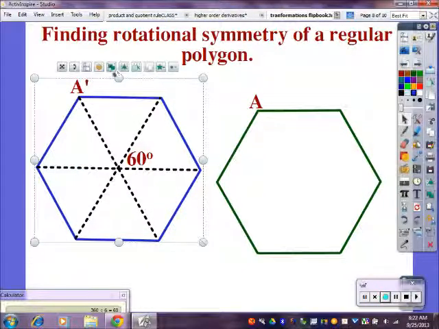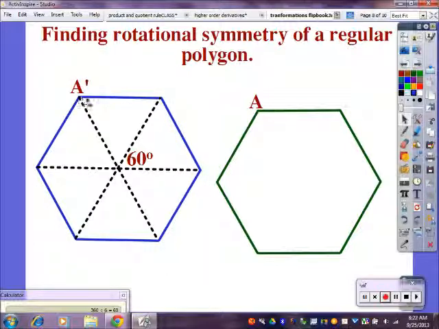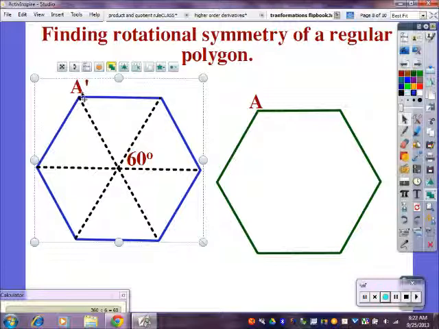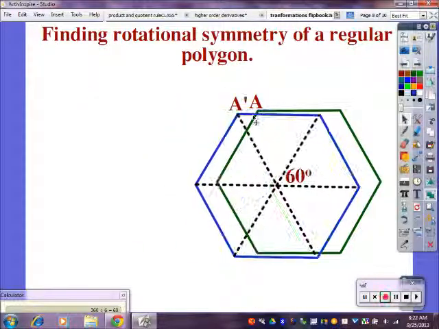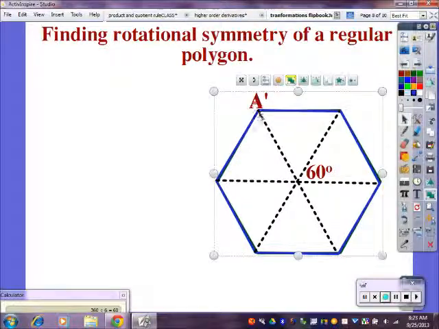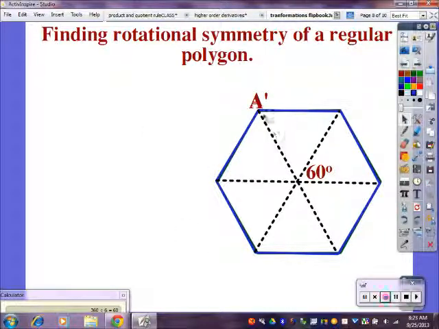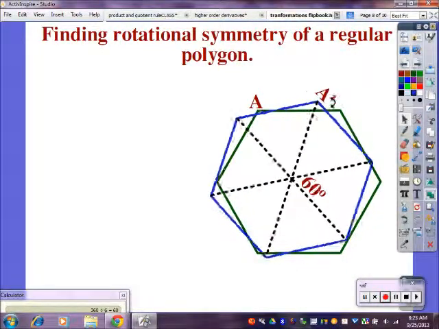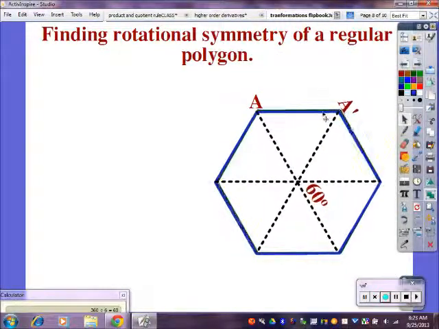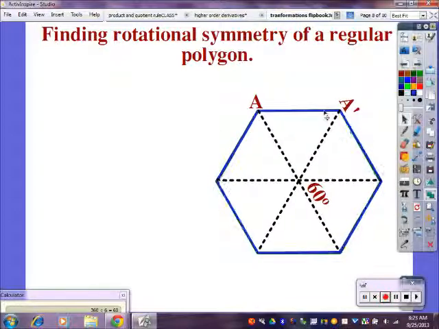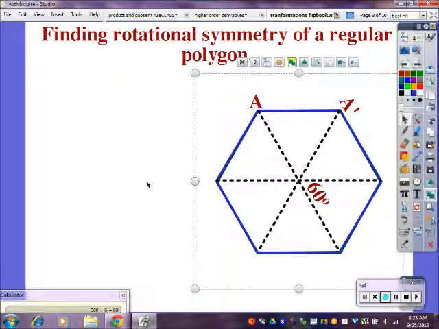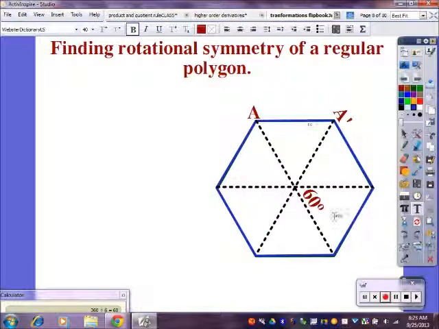So that means that if I turn or rotate my image so that A prime would map onto the next vertex, that would make them consecutive. So if it maps onto the next vertex, if I make that turn, that would be a 60-degree turn. So one turn using the sides as my guide for matching up would be 60 degrees. So the rotational symmetry of this hexagon, and we can see that this pattern is going to continue, but the first one would be 60 degrees.